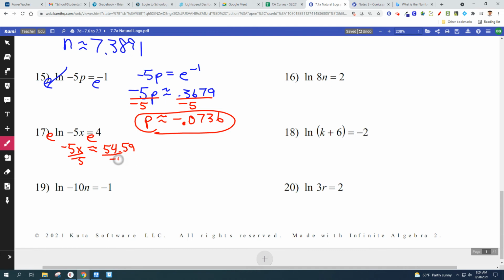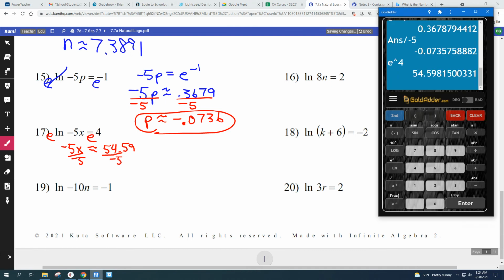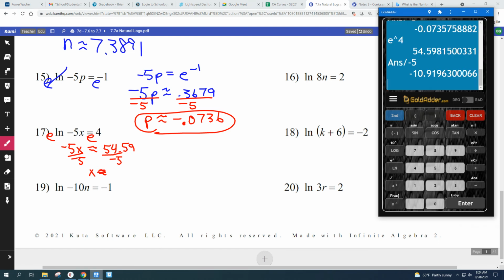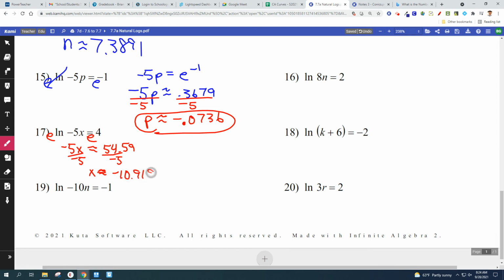But I'm just going to be lazy with my work there, and I'm not going to write down everything. Divide by -5. I've already got that in my calculator. So if I just take answer, divide by -5, that's my answer. Okay, you don't want to round off in the middle of a problem. I don't want to type in 54.59, but as long as I've got that in my calculator and can divide, it's all good. X is about -10.9196.